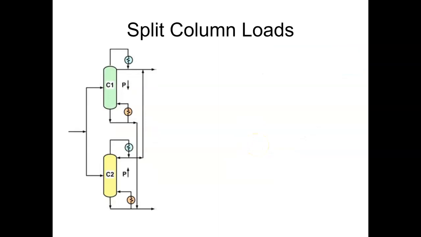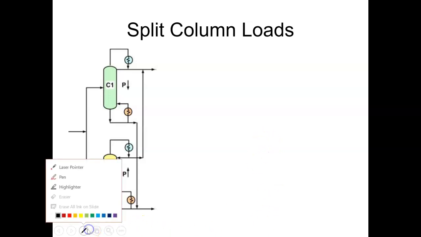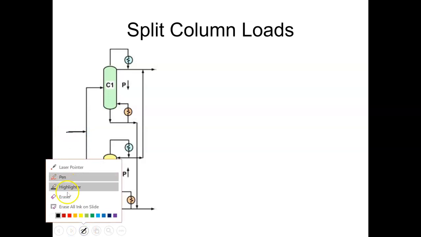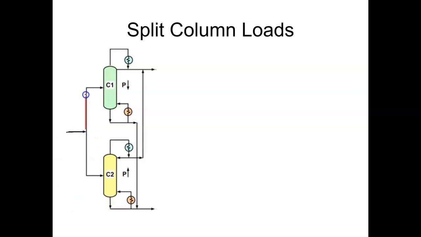Another aspect is splitting the column loads. So what we do is that rather than having one column, we bifurcate our feed into two columns. So this is your feed is split. When the feed is split, let's say 50-50, the load on column 1 is 50% of actual and load on column 2 is 50% of the actual.